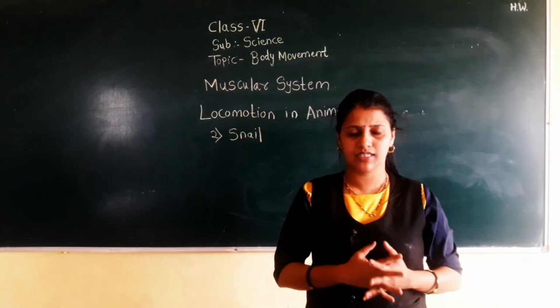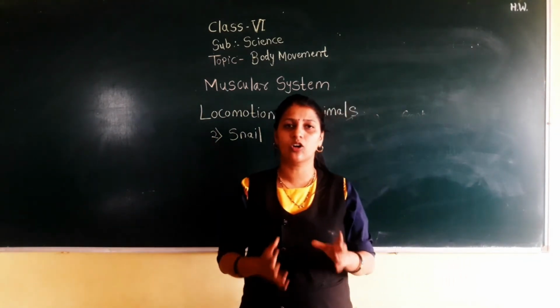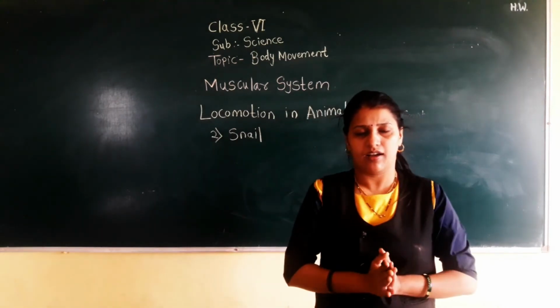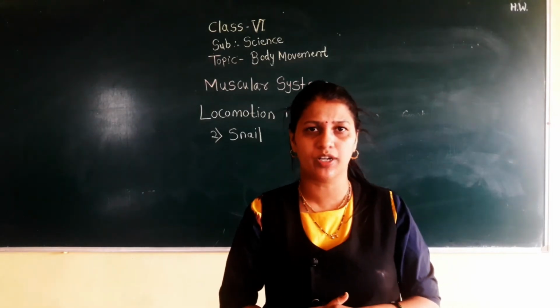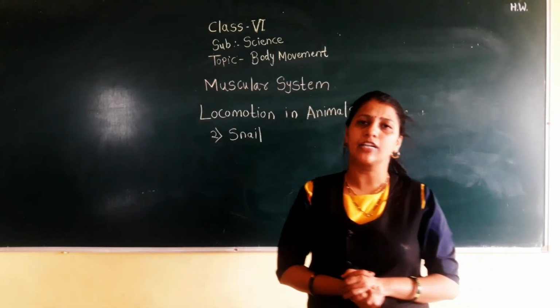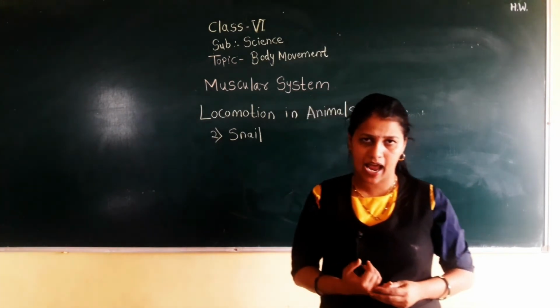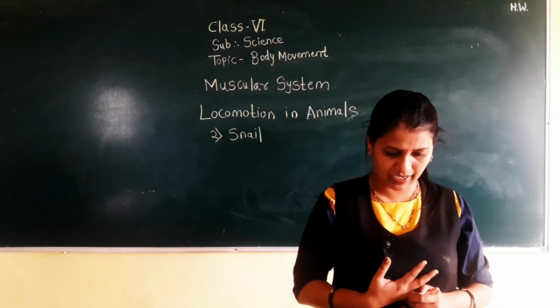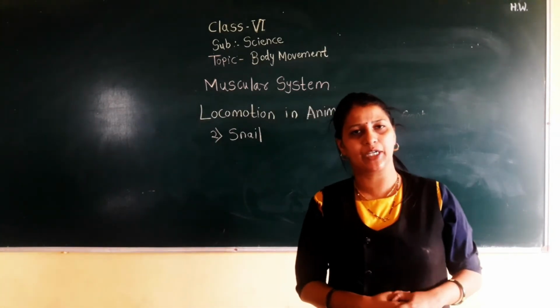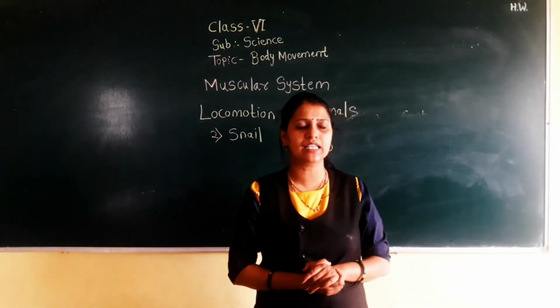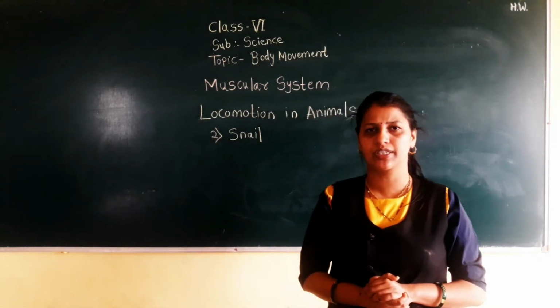Such animals are called exoskeleton animals. For example, crab, snail, and cockroach show the exoskeleton. Are you getting this? I hope that you have understood this.